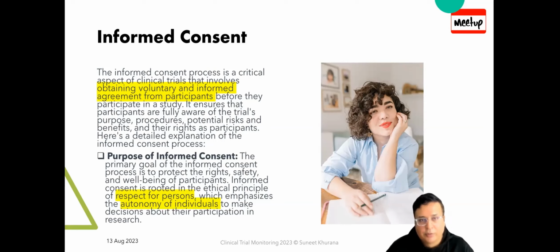So they will have to trust the system. They have to trust the person they're talking to, and the person who's enrolling them has to show respect for the people and respect the autonomy of individuals to make the decision whether they should participate in research or not.